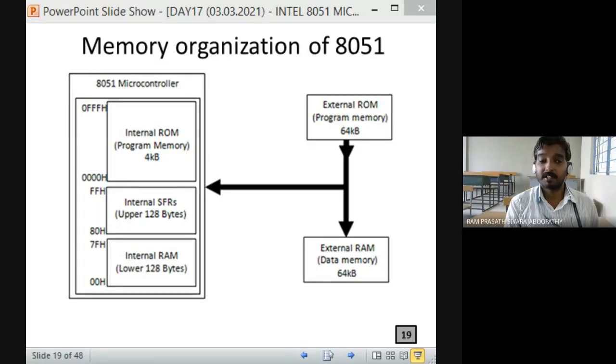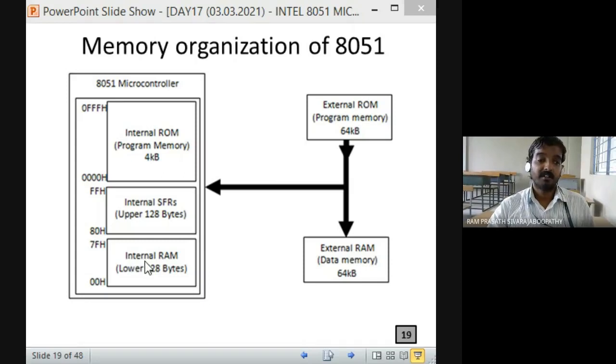How many bits of address do we need for internal RAM addressing? Of course 7, but it is not 7. It is 8 only. The reason is, whenever you have an address or data bus, it must be in multiples of 8. When you are talking about a processor or controller, it must be in multiples of 8 only. Clear?